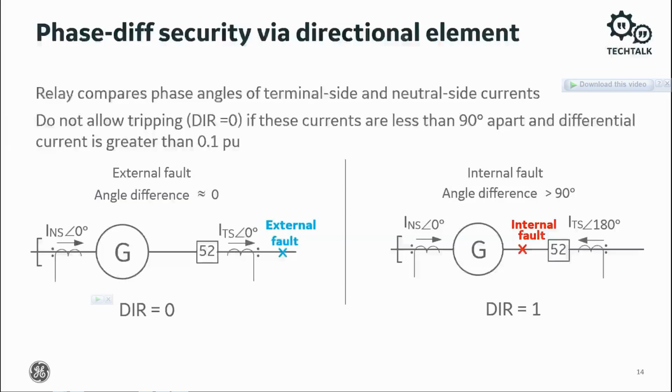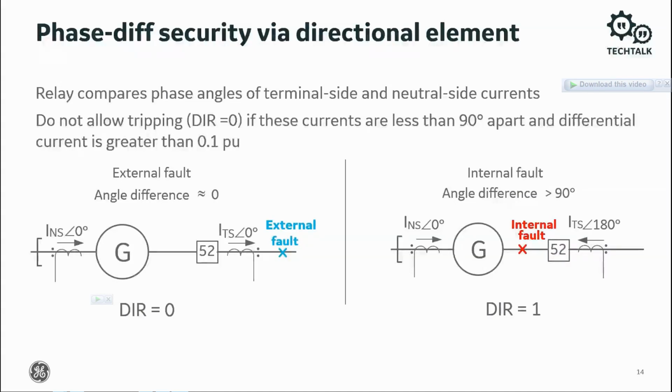The relay provides phase differential security via the directional element. For a disturbance, a fault with CT saturation, the relay checks the phasor angles of the neutral side currents, IAS, and the terminal side currents, ITS. An external fault on the left has a small angle difference less than 90 degrees. The direction detector declares an external fault when these currents are less than 90 degrees apart and the differential current is greater than 0.1 per unit.